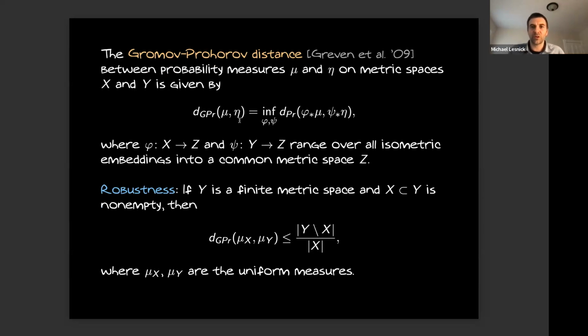That's Gromov-Prohorov. Okay, and so this distance has a nice robustness property with respect to outliers, which says that if Y is a finite metric space and X is a non-empty subset of Y, then the Gromov-Prohorov distance between the uniform measures of X and Y is less than or equal to the number of points in Y that are not in X divided by the number of points in X. So if X has very many points and I add just a few points in to X to get Y, then their Gromov-Prohorov distance is going to be close. Okay, that's robustness with respect to outliers.